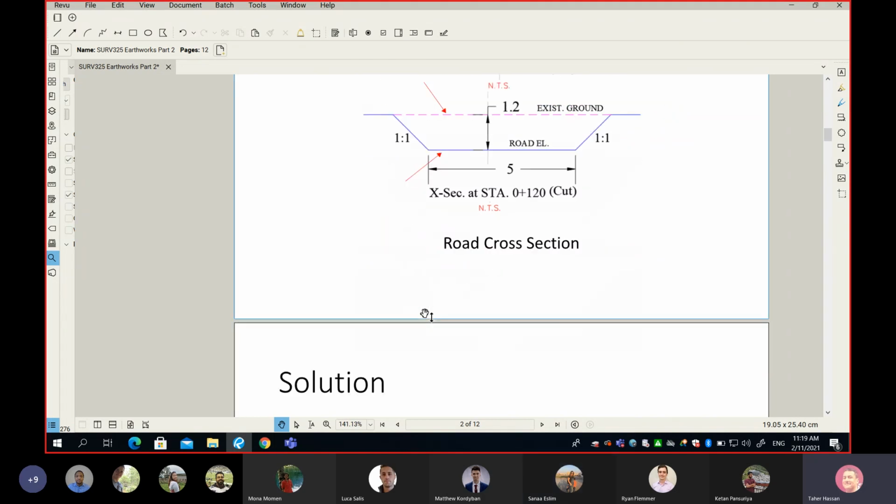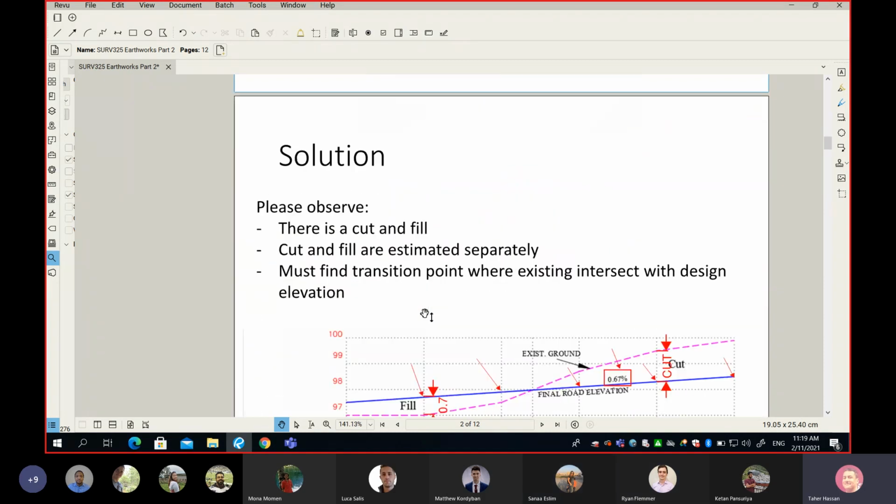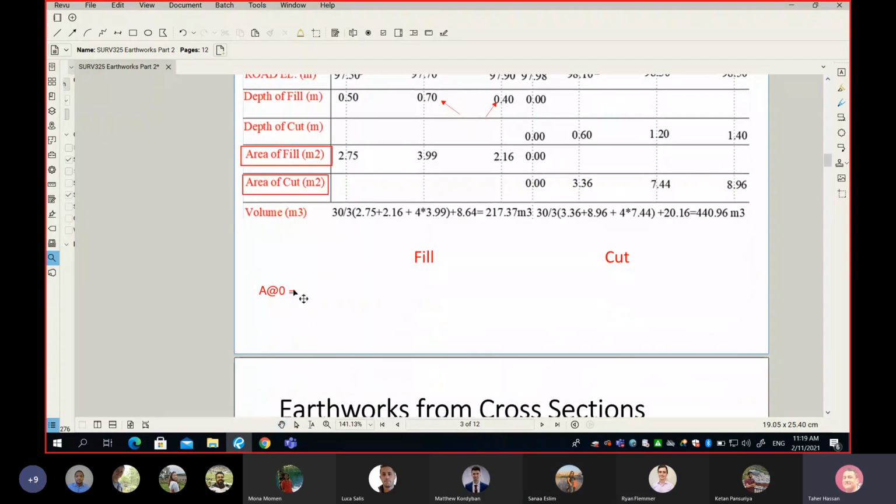Okay, and also take a look at the side slope because we need it. How much is my Z? Any help? 1. 1. 1. Okay, so look at this, please. So here is my area again.